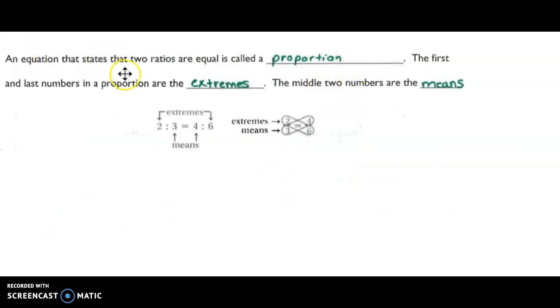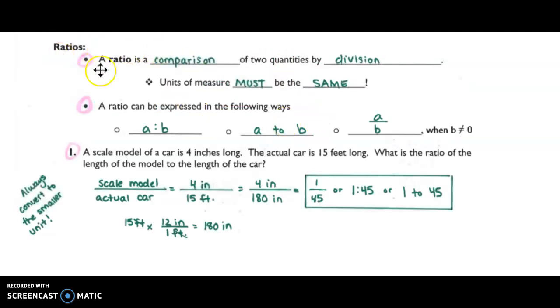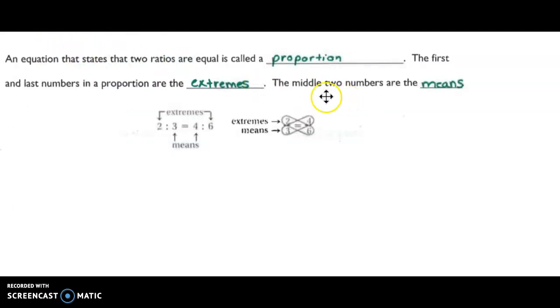And a proportion is when two ratios equal each other, right? Let me go back here. So a ratio is just one fraction. A proportion is two equal fractions. Okay, now you've got a proportion. All right.